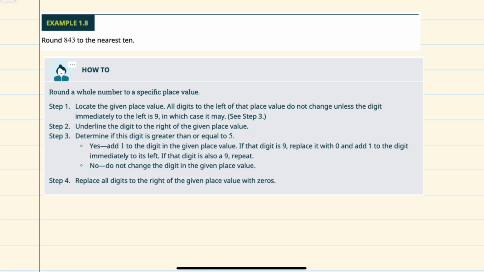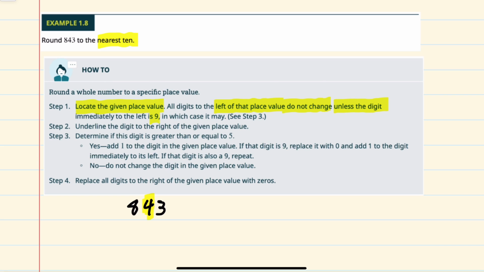here for rounding. In this example, we round 843 to the nearest 10. Following these steps, we're told to first locate the given place value. So the place value here is the nearest 10. Locating the digit in that place value, for this example, we have the 4. And we're told that all of the digits to the left of that place value do not change unless the digit immediately to the left is a 9, in which case it may.